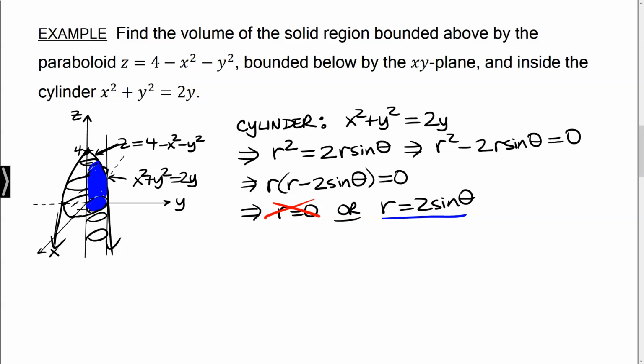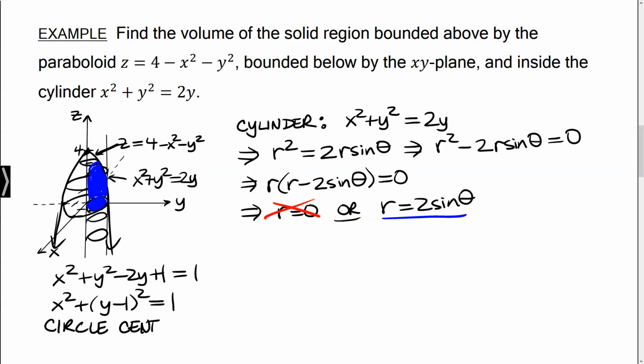It's a circle. Well, let's go ahead and complete the square and see what this is in rectangular coordinates. We can find the center and the radius. So if we subtract 2y, we've got x squared plus y squared minus 2y, and then we want to add 1 to both sides. So x squared plus y squared minus 2y plus 1 equals 1, so that's x squared plus (y minus 1) squared is equal to 1. So this ends up being a circle with center at (0, 1) and radius equal to 1. Let me move this down a little bit.